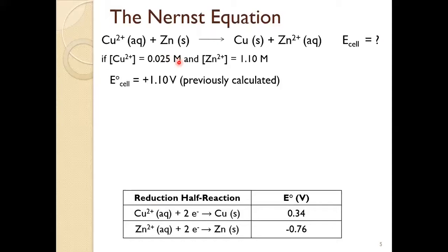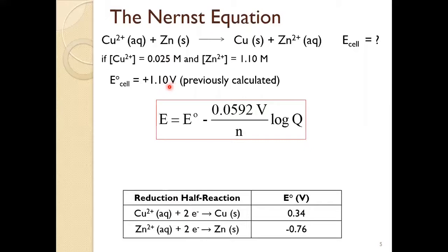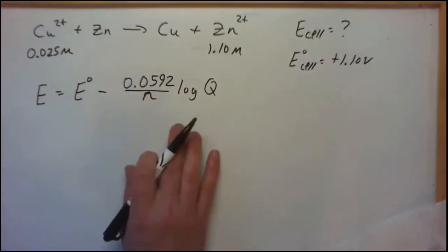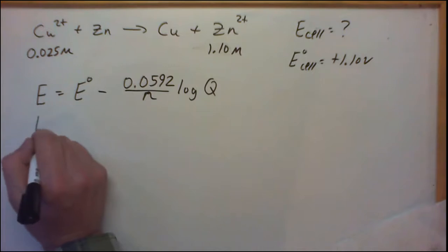We know from the previous lesson that we've already calculated the standard cell potential as 1.10 volts. And then we want to use this equation, the Nernst equation, to calculate the cell potential under non-standard conditions. So we have our Nernst equation, and we can plug in our numbers.